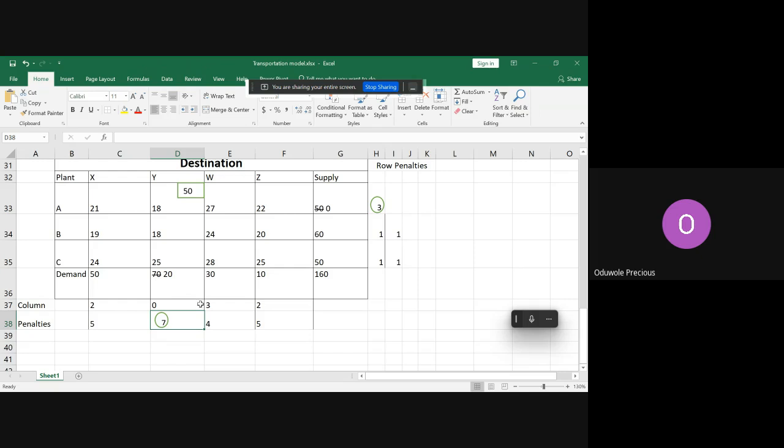So you now trace the 7 up. What's the least? It's 18. So what does 18 demand? 20. And we have 60 supply. So we give it 20. It remains 40 supply. So we come here.